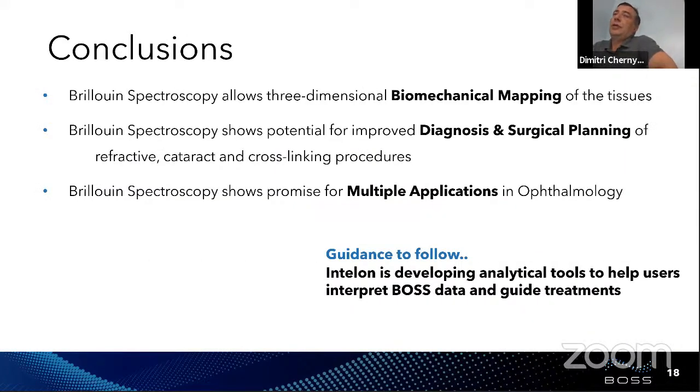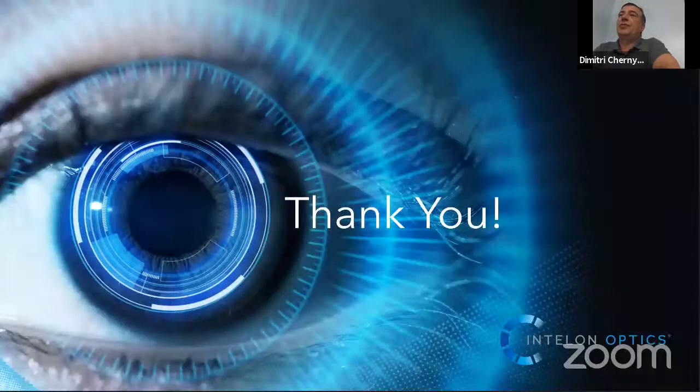So in conclusion, Brillouin spectroscopy allows you to create a 3-dimensional biomechanical mapping and shows potential for improved diagnostic and surgical planning capabilities in refractive, cataract, and cross-linking procedures. And I believe there are more applications to follow as we get this instrument into the hands of physicians, and hopefully there is a lot of clinical research that can be done to uncover those applications in the future. So thank you very much, and I'll stop at that point.